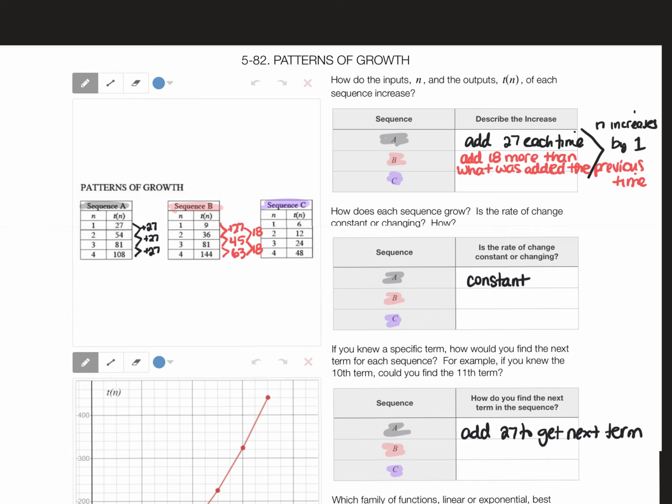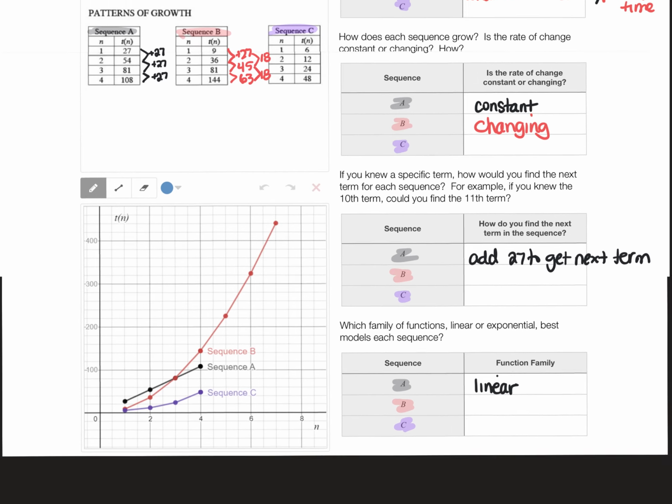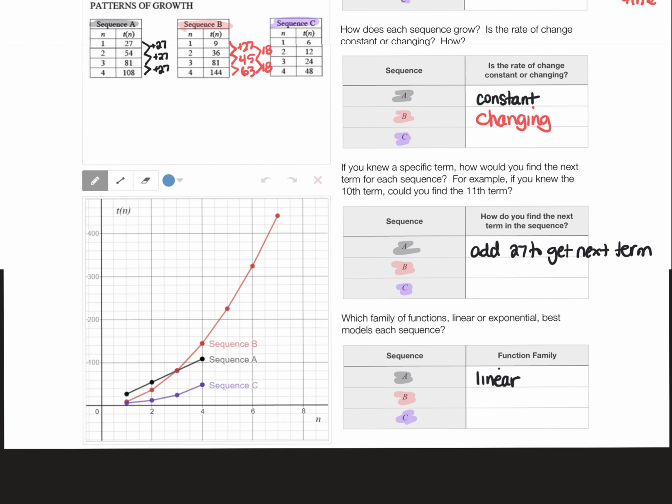Okay, so is the rate of change constant or changing? Well, we're not adding the same amount every time, so this is a changing rate of change. All right, let's look a little bit further here. If I knew a specific term, how would I find the next term of the sequence? Well, that would be a tough one for us to do here because we would have to know how much was added to get the previous term, and then we would add 18 more to that. So I don't know if we could find it just knowing what the term was without knowing the previous term as well. So we would need to know 2 terms previous.